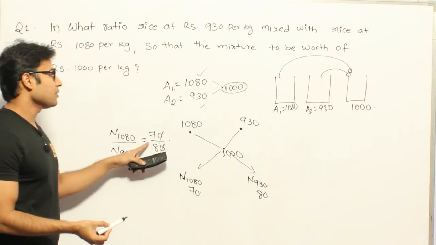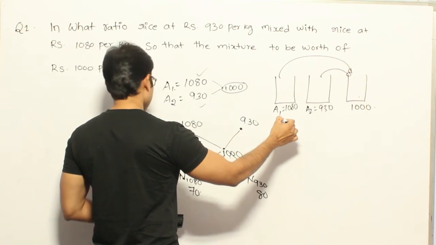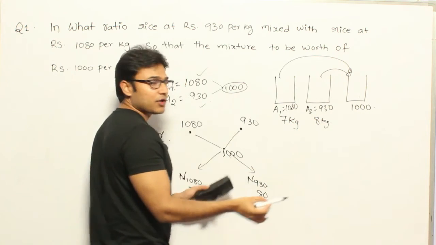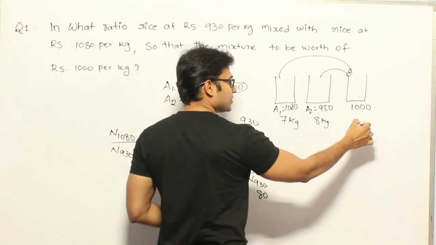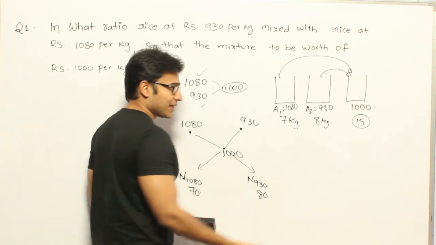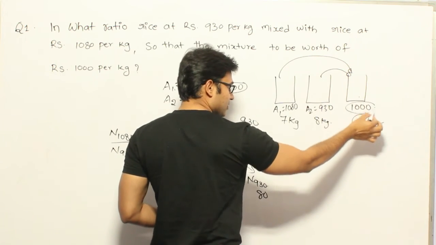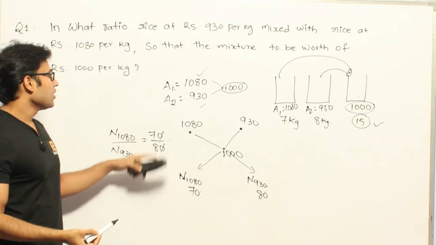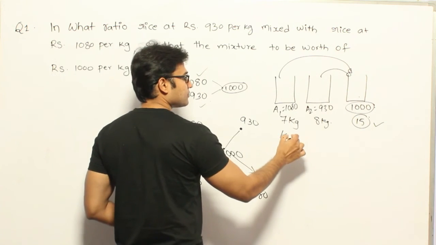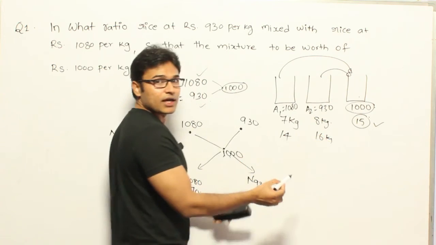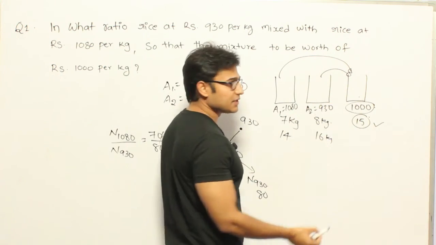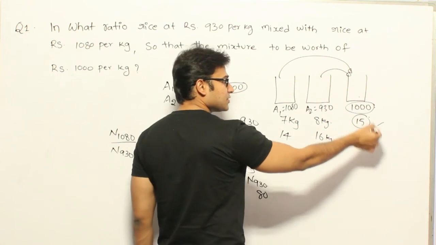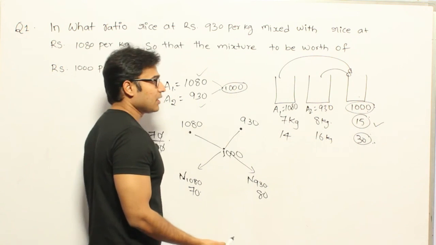For example, you can take 7 kgs from here and 8 kgs from here, and mix them up in such a way that the mixture is 15 kgs. Now you can sell each kg at a price of 1000 rupees without any loss, right? Or you can take 14 kgs of this and 16 kgs of this and mix them both in this bag in such a way that you get 30 kgs of the final mixture, and you can sell each kg of this mixture at 1000 rupees, right? Okay.